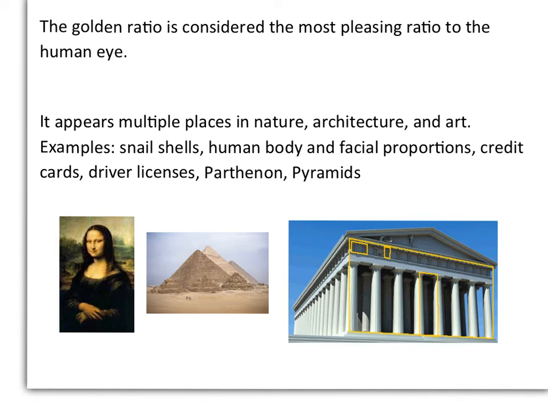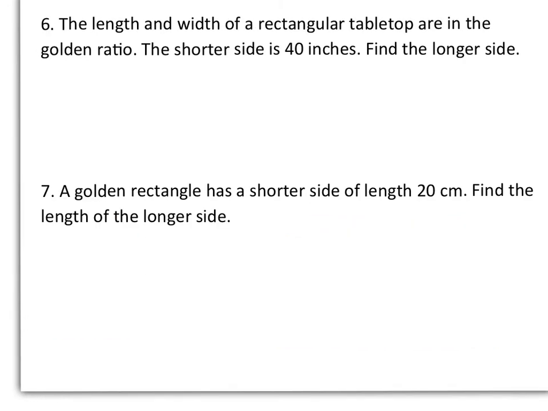The golden ratio is considered the most pleasing ratio to the human eye. It appears multiple places in nature, architecture, and art. Some examples include snail shells, human body and facial proportions, credit cards, driver's licenses, the Parthenon, and pyramids. We're going to look at a few examples where we use the golden ratio to find our missing lengths.